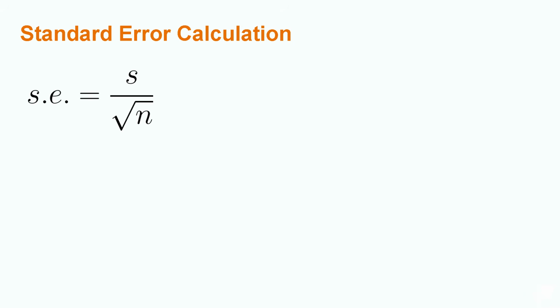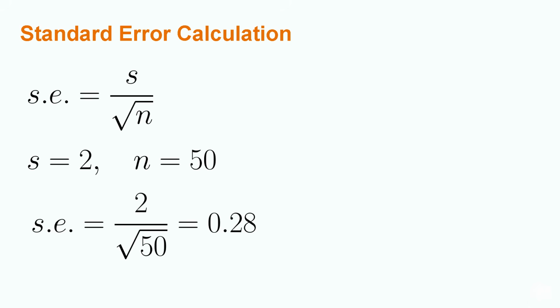To calculate our standard error, we recall that the standard error is equal to the standard deviation of the sample data divided by the square root of the sample size. Since the standard deviation is equal to 2 and the sample size is 50, we can calculate that our standard error is 2 over the square root of 50, or approximately 0.28. With all this information, we can finally start to construct our confidence interval.